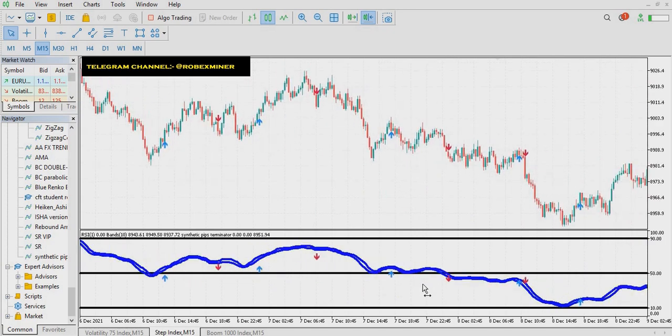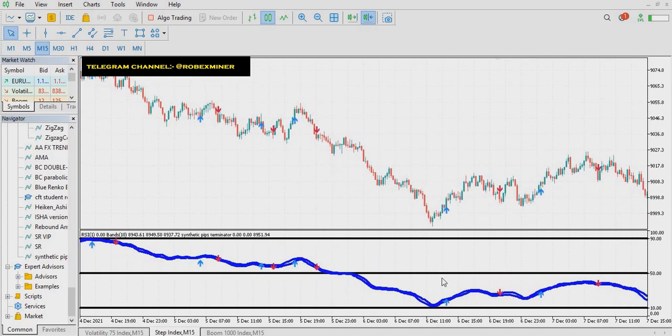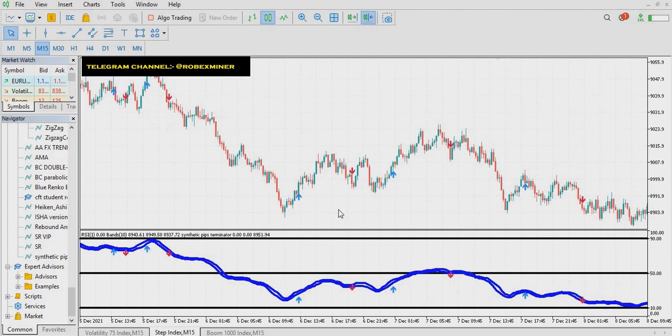Okay, you can see it moved away, so that means it doesn't touch this. You see, it touches this, you take your entry from here. Your stop loss will be here, the previous low, and your take profit will be double of it. Let's see, the stop loss is here, from here.